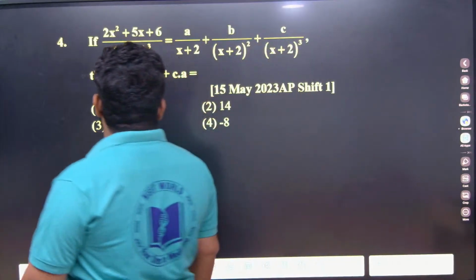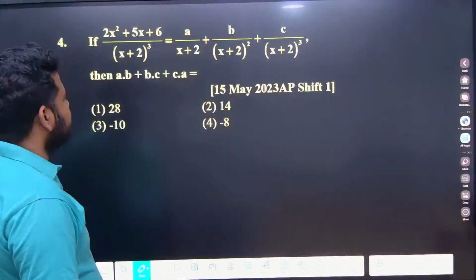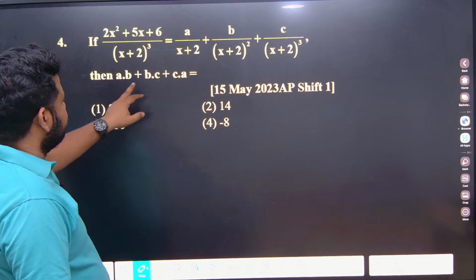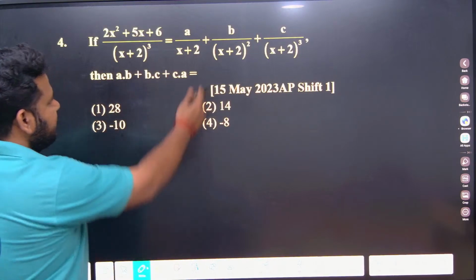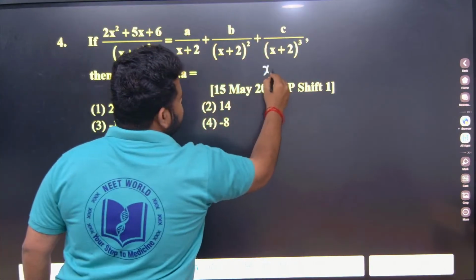Okay. Now look at this. If (2x square plus 5x plus 6) by (x plus 2) whole cube is equal to something they have given, they are asking us to find what? See, this is also repetition form. Please be careful, repetition form. They are asking us to find a into b plus b into c plus c into a. So c I can find directly, by putting x is equal to minus 2.